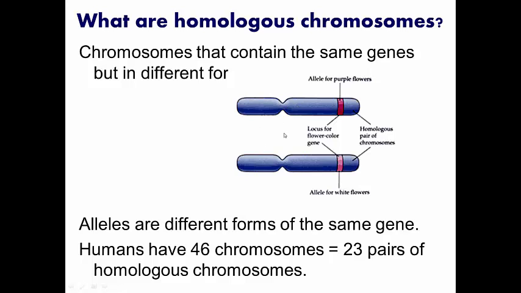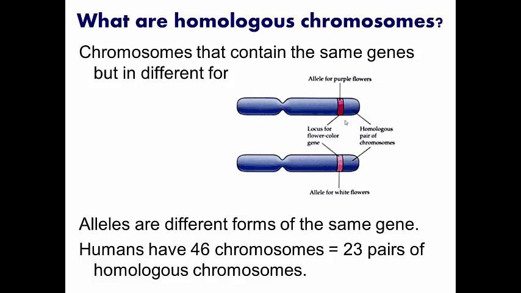Here we have a pair of homologous chromosomes. Here we have an allele that's located on those chromosomes. In this case, the allele is a gene that codes for flower color. On the bottom chromosome, the allele codes for white flowers. On the top chromosome, the allele codes for purple flowers. So in other words, the homologous chromosomes have the same genes, but different versions of those genes. Think about it this way.